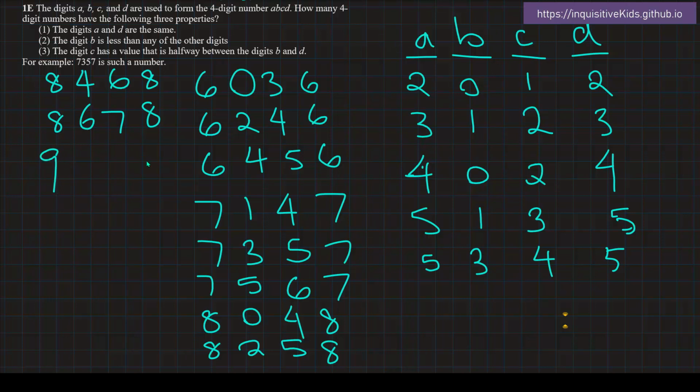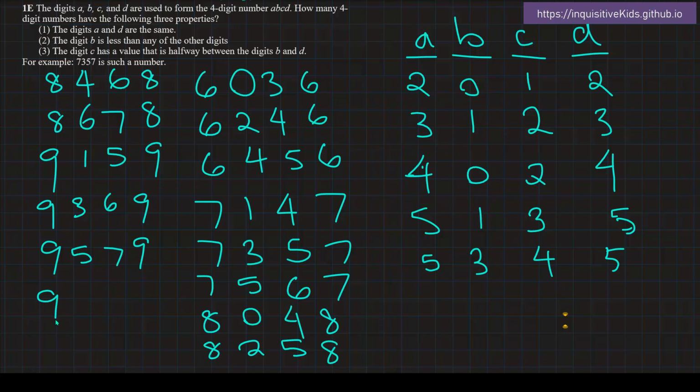So if A and D is equal to 9, since 9 is an odd number, the minimum value for B is also an odd number, which is 1. So we have 9,159, 9,369, 9,579, and 9,789. And this is the furthest we can go because 9 is the last digit on our list. Now all we have to do is count how many options we have.